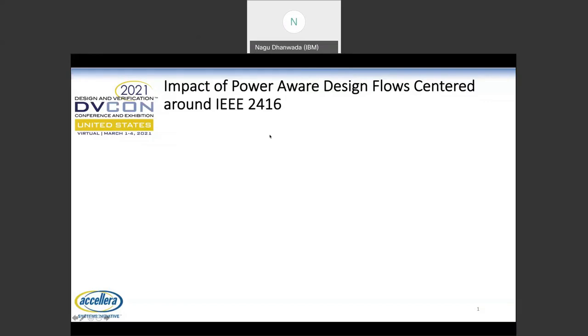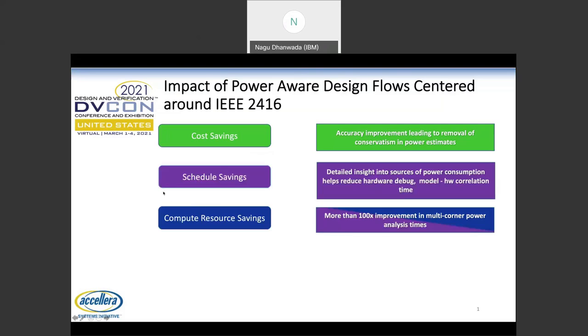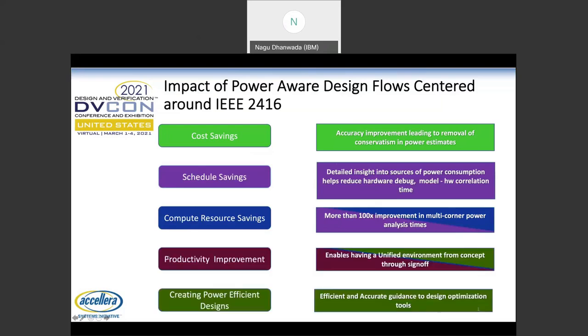Thank you, David. I would like to wrap up this tutorial by first highlighting the impact and value of power-aware design flows, which are centered around the IEEE 2416 standard. First, there are cost savings which can come through the adoption of the standard, basically through pessimism removal. There could be schedule and compute resource savings, mainly because you have detailed insight into sources of power consumption, and from the whole multi-corner power analysis runtime savings, and significant productivity improvement by having a multi-level model encompassing your end-to-end environment. And clearly, the efficiency and accuracy will help in creating power-efficient designs.